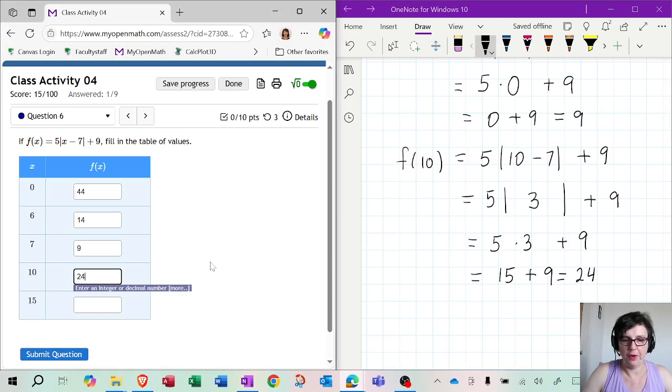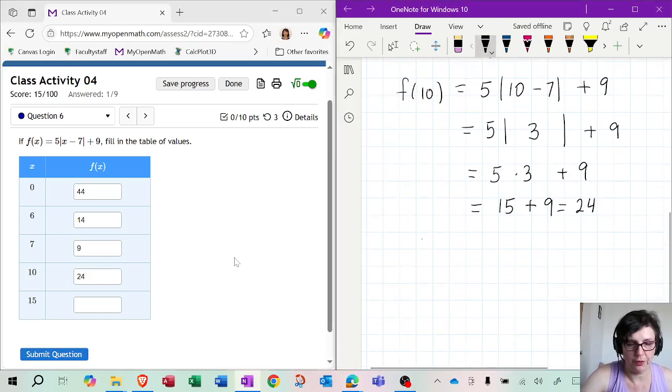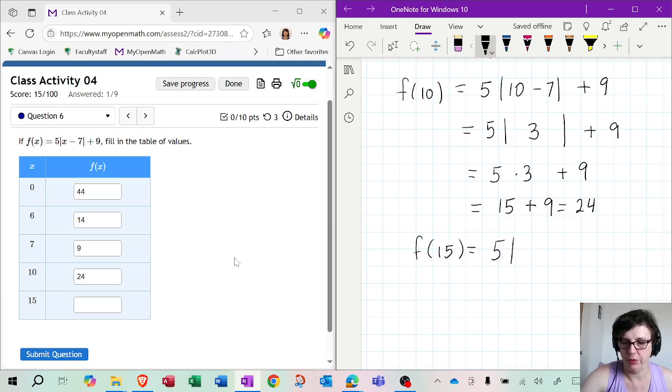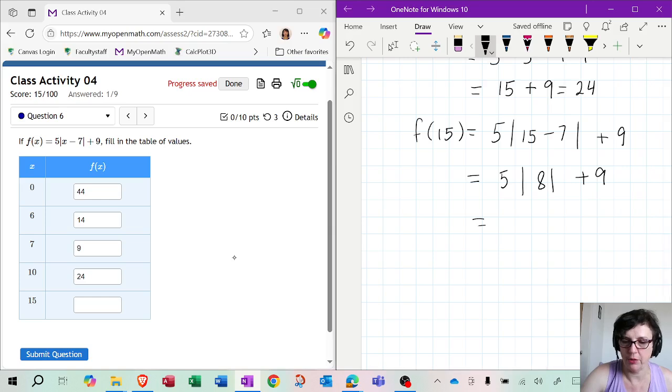That goes in here. Finally, I want to compute f of 15, which is also going to be very similar to what I just did for 10. Since I will get a positive number under absolute value, I do not have to do anything with that. I can just drop absolute value. So this is going to be 8. The absolute value of 8, the distance from 8 to 0, is 8. And so that's going to give me 5 times 8, which is 40, plus 9 is 49.